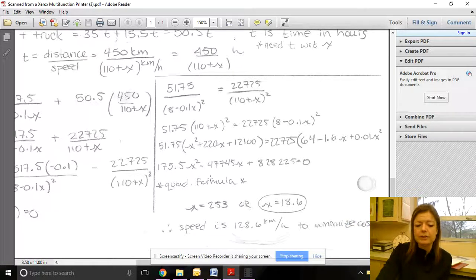So your answer here, 253, obviously we're not going that high on our speed, but 18.6, okay, so it's saying that the speed to minimize cost is 128.6 kilometers per hour. Some of you guys might drive that. Seems pretty crazy for a transport truck, but that was the answer to this question.